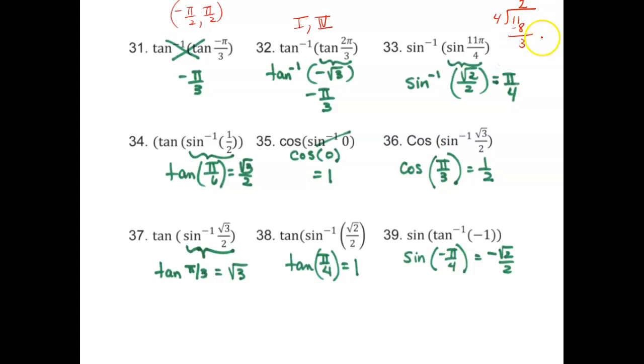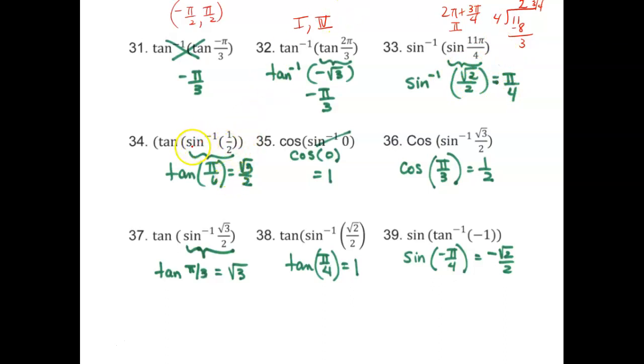So that's the same thing as 2 pi plus another 3 pi over 4. So 2 pi, I go around the unit circle one time, and 3 pi over 4 takes me to the second quadrant. So in the second quadrant, the sine of pi over 4 is going to be positive square root of 2 over 2. So when I do inverse sine of square root of 2 over 2, I need to know where is sine square root of 2 over 2. That's going to be pi over 4.